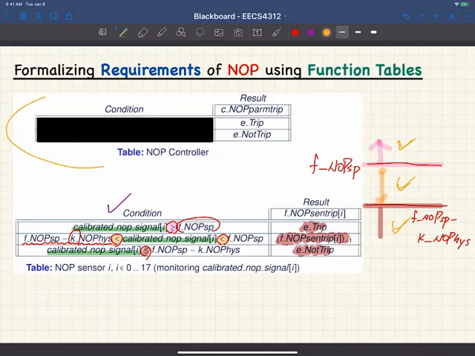How can we fit out this condition over here? Remember, this table here can be instantiated for i between 0 and 17, okay? And now the idea is the table for the controller is going to tell you the controller can either trip or not trip, depending on the following condition. I'll say that informally. If any of the sensors says you should trip, then you trip. If all the sensors say you should not trip, then you don't trip.